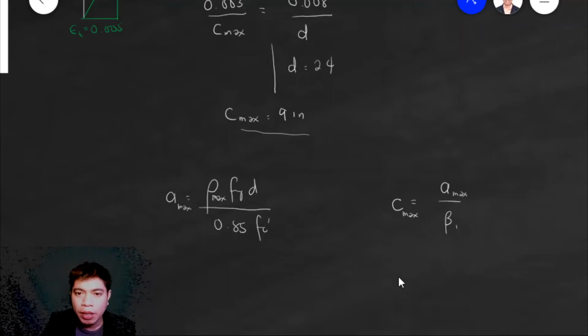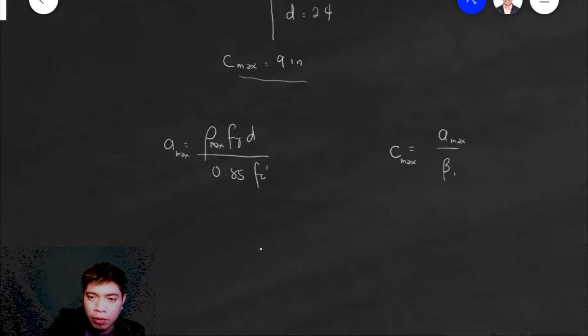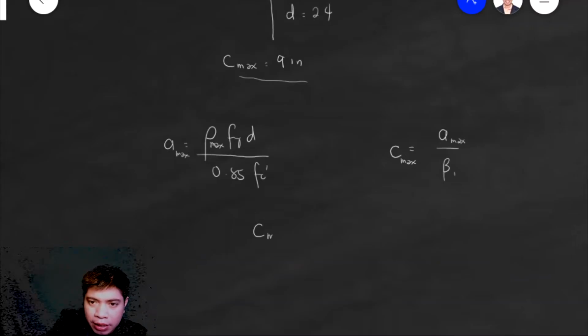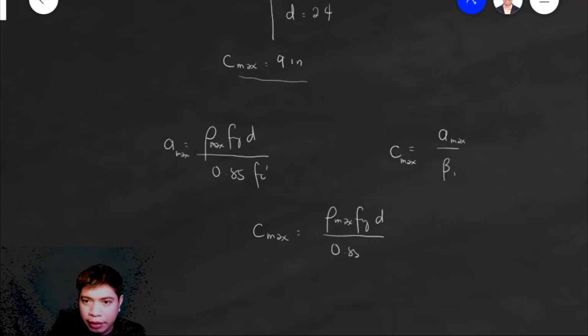Okay? So, ang gawin natin, guys, ay i-merge natin itong dalawang equation na to, itong dalawang formula. So, bali, C max is equals to A max. Yung A max natin ay raw max, then F sub Y, then D divided by 0.85, then beta 1 muna, tapos F sub C prime.